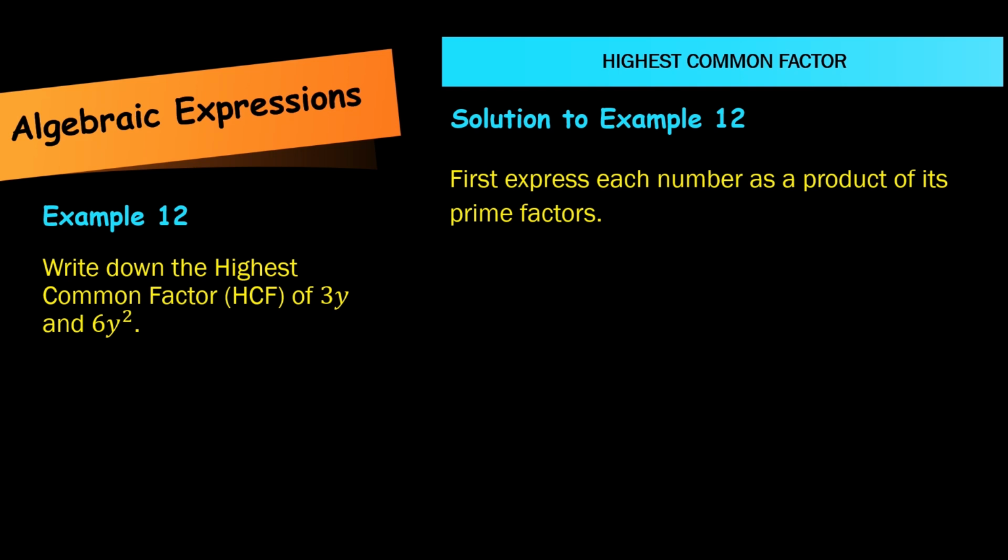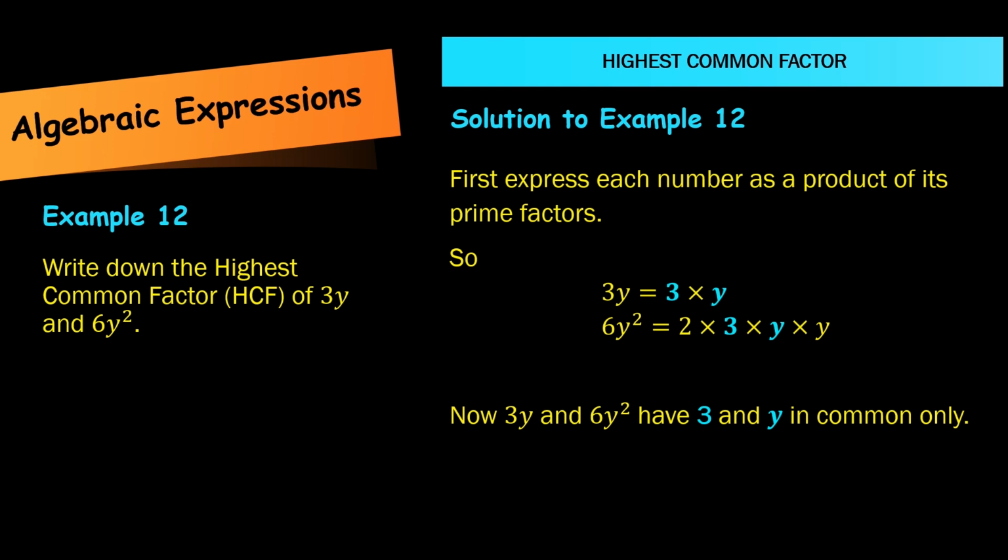As shown. Now 3y and 6y squared have 3 and y in common only. Therefore, the highest common factor is 3 times y. We will now look at another example.